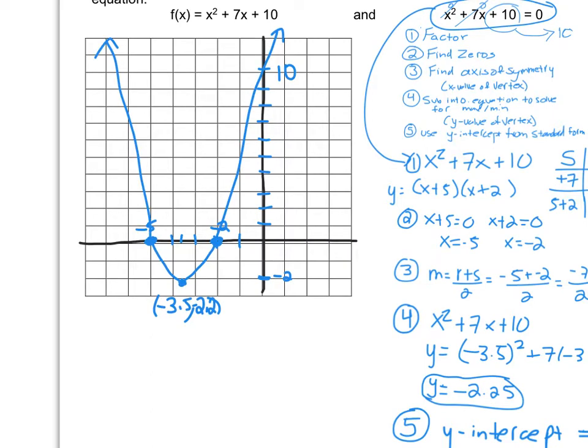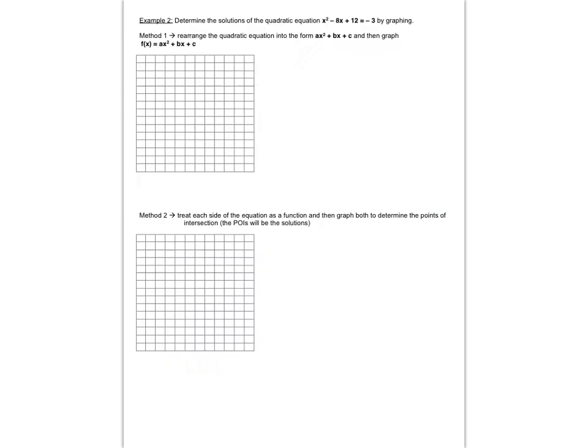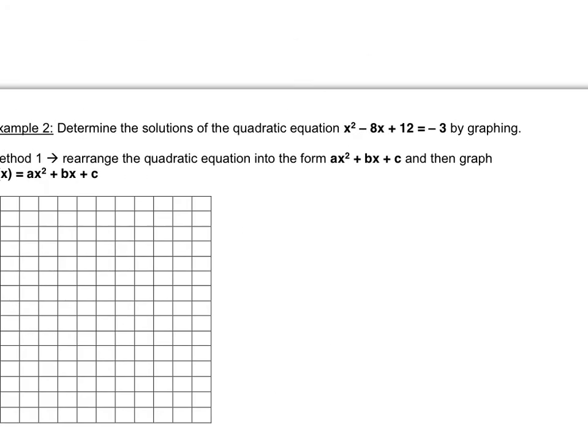And that's how we're going to be graphing our parabolas. So on this next page, I've given you this quadratic, which is currently not set to 0. So we have a little bit of an issue with it. It's x squared minus 8x plus 12 equals negative 3. So from 3.2, we know that we can't factor that. So what we're going to first have to do is set it equal to 0.